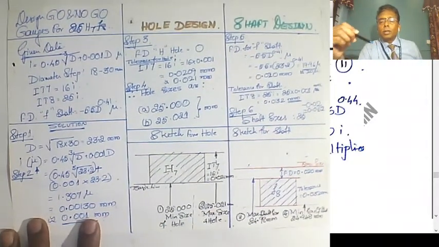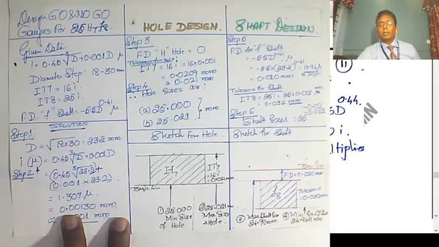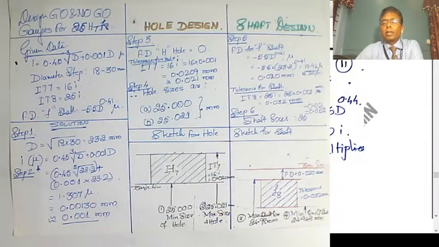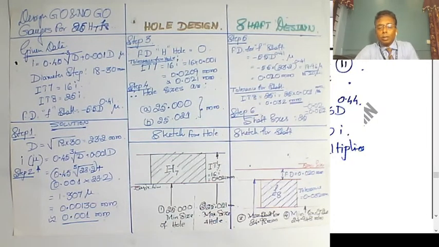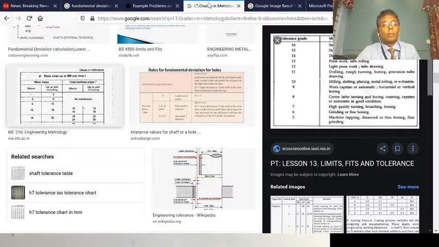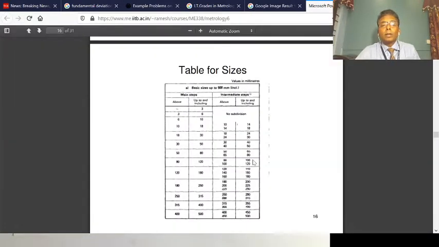Step one, please observe the diametral step. But first we need to identify D. D is nothing but the nominal diameter, which is the mean of the lower limit of the diametral step and the higher limit, that is root of 18 into 30. Before I go ahead, let me also show you the various diametral steps: 1 to 3, 3 to 6, 6 to 10, 10 to 18, and our value 25. Can you see this 25 lies in the range 18 to 30.